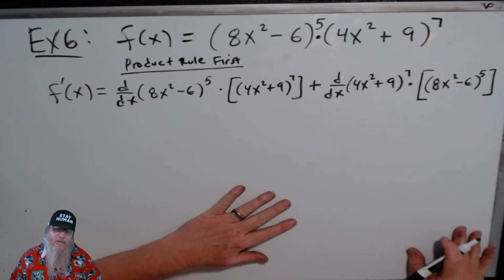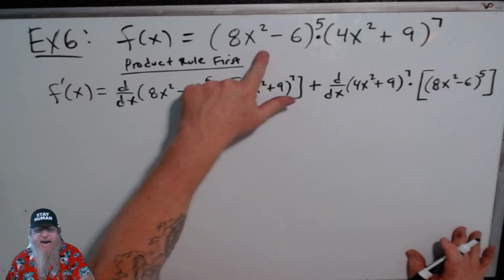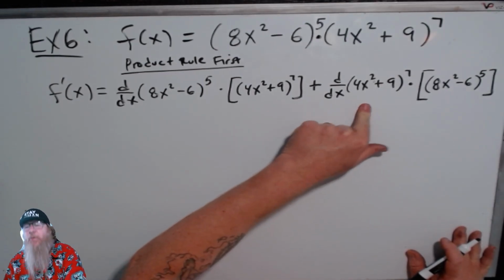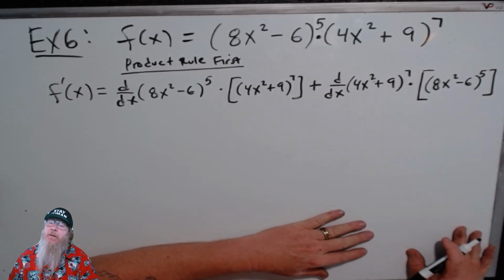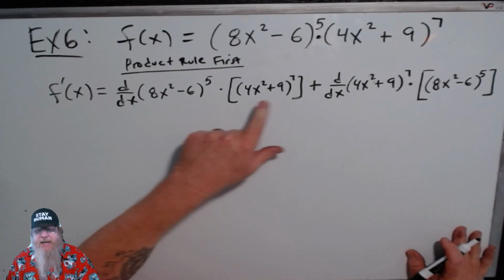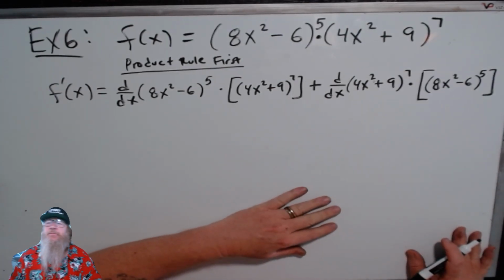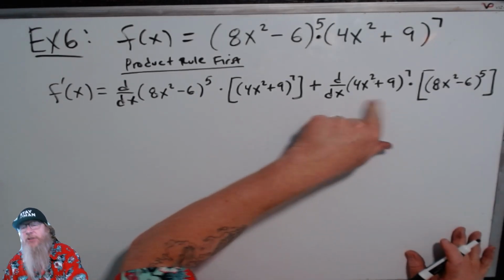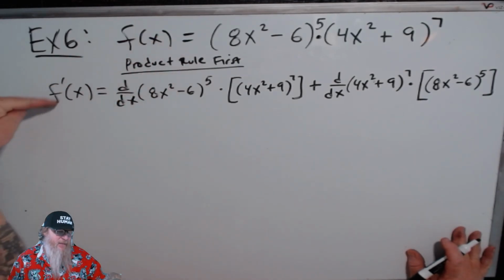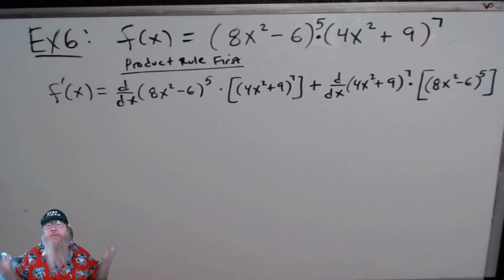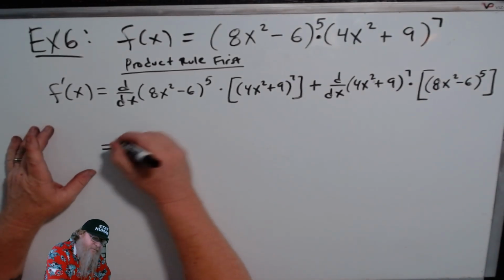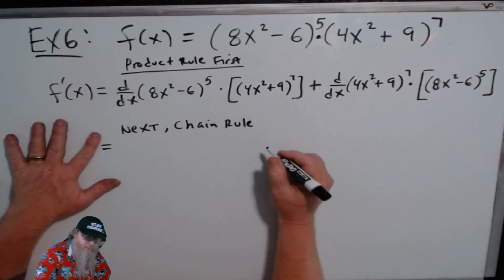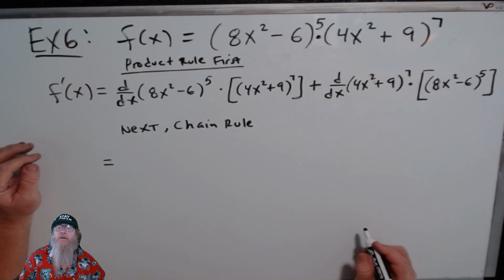If you like the other letters, it's A and B. So it's A prime B plus B prime A. Or U prime V plus V prime U. Or in the original form, F's and G's, F prime G plus G prime F. But again, that's confusing because this is already called F. So it's like there's two F's. Next, you do the chain rule. So the chain rule.